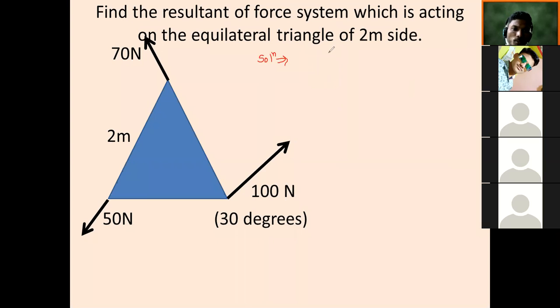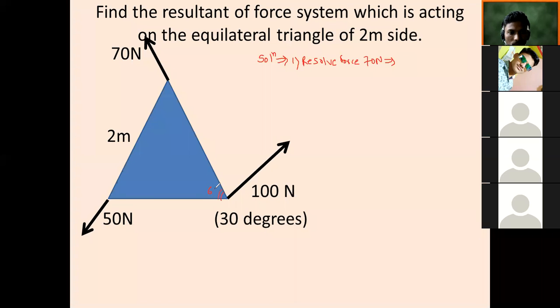Which force will we take first? 70 Newton. So I will write here, resolve force 70 Newton. Either we have to find its inclination with x axis or y axis. The equilateral triangle is given. If you extend the line of action of the 70 Newton force in the backward direction, what will be this angle?